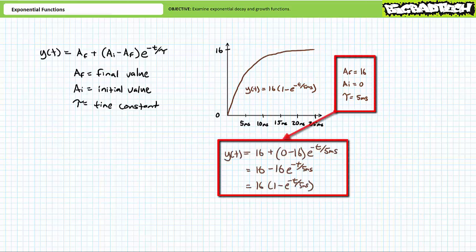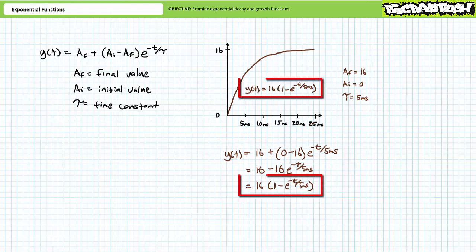If we were to use the more comprehensive growth function, we can similarly model the same behavior as having an initial value, ai, of 0, and a final value, af, of 16, also with a time constant of 5 milliseconds. Substituting these values into the more comprehensive growth function yields y of t equal to 16 plus 0 minus 16 times e to the negative t over 5 milliseconds. 0 minus 16 is minus 16, which leaves 16 minus 16 times e to the negative t over 5 milliseconds. Factoring out the 16 yields 16 times 1 minus e to the negative t over 5 milliseconds, the exact same formula we obtained using the general purpose growth function.